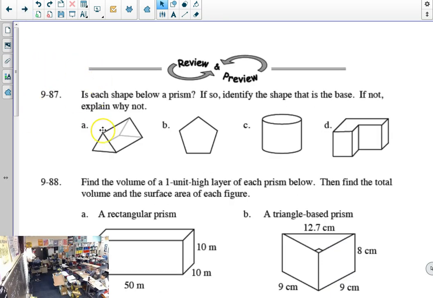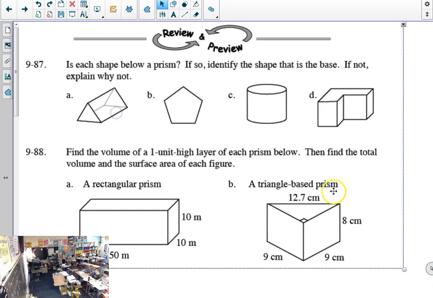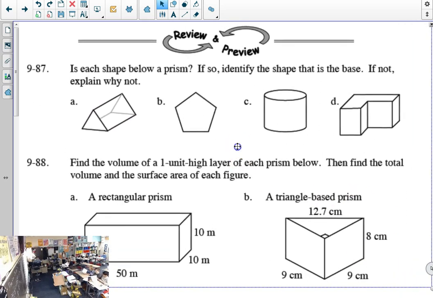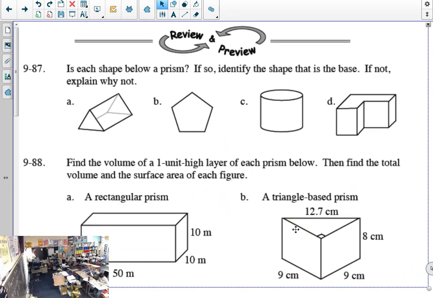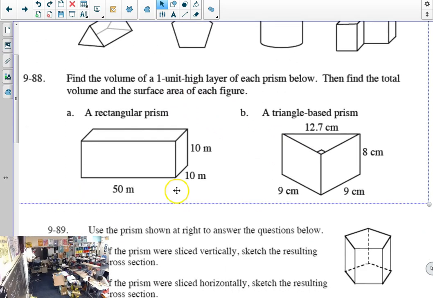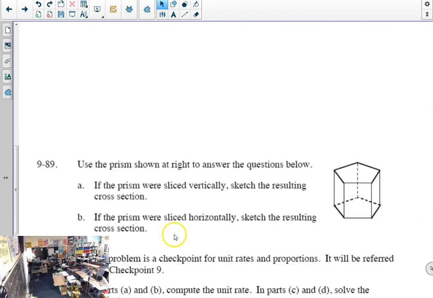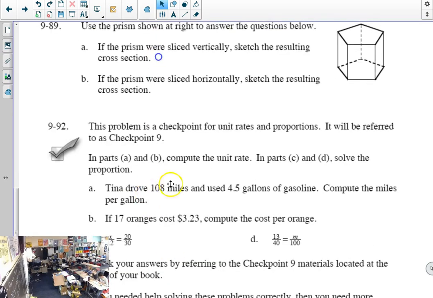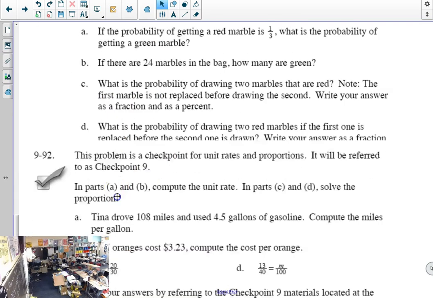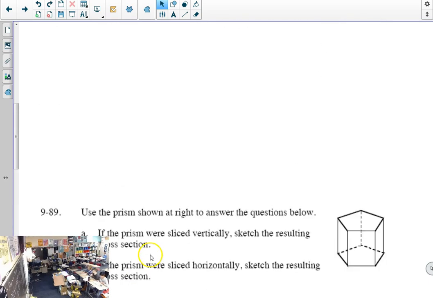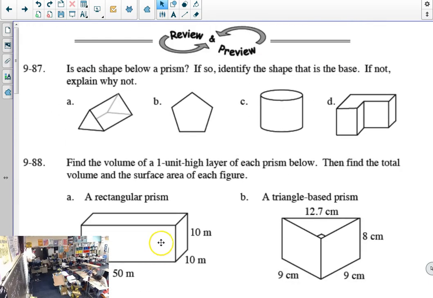The homework. So, we're skipping 87 because I sure hope you can do that. Leave yourself 4 lines for A, B, C, or 2 lines because you won't use much space. All you have to do is tell what the base is, and if it's not a base, explain why it's not a prism.